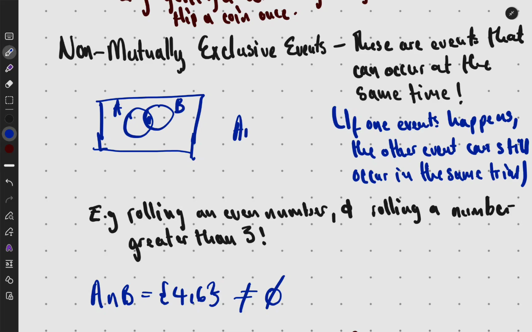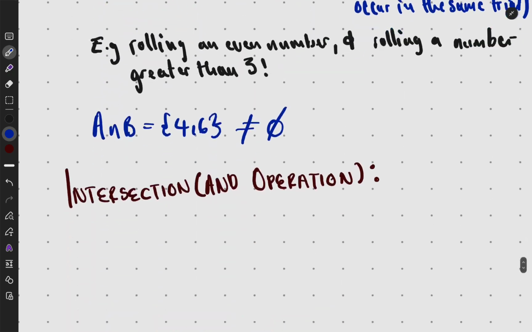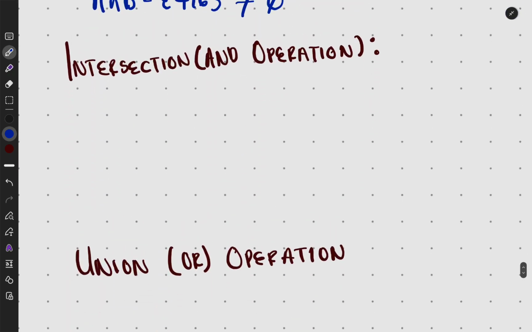So we're going to say the property is that A intersection B is not equal to an empty set. But for mutually exclusive, remember the biggest thing is that A intersection B is equal to an empty set. Now let us see how that affects our set operations.